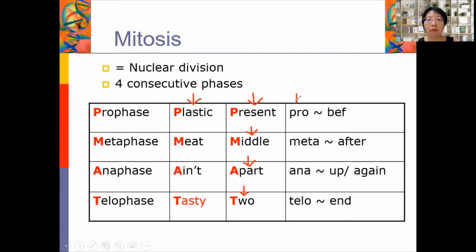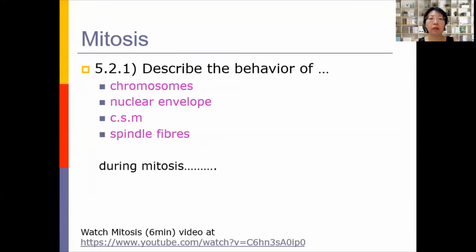And this is the actual meaning of those suffixes being used there. Pro is before, okay? Before mitosis, at the beginning of mitosis. Meta is after. Ana is up or again, because anabolism is a building up process, so up. Then telophase is the end phase. Remember I said telo is the end, so telomere is the end of a chromosome. There's a very good advantage if you know the meaning of the suffix or prefix of a biological word, you will be able to work out the meaning of that word, okay?